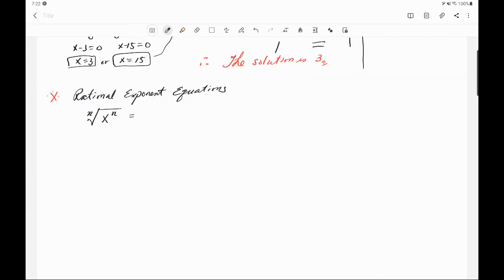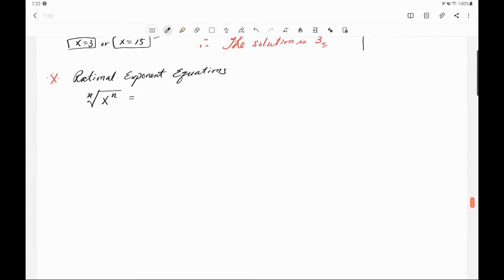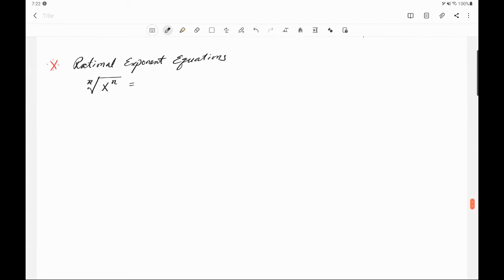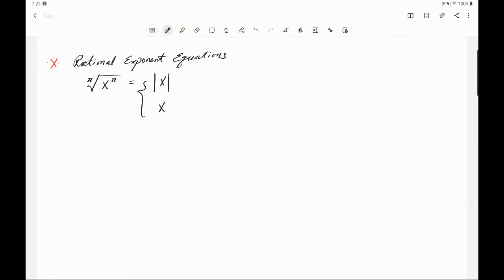All right, this time there are rational exponent equations. This is a little bit confusing, so let me explain a formula. Okay, here's the nth root of x to the nth power. You know, the powers are the same. This one will give you two different solutions. One is just the absolute value of x, and the other one is just x, depending on the value of n.